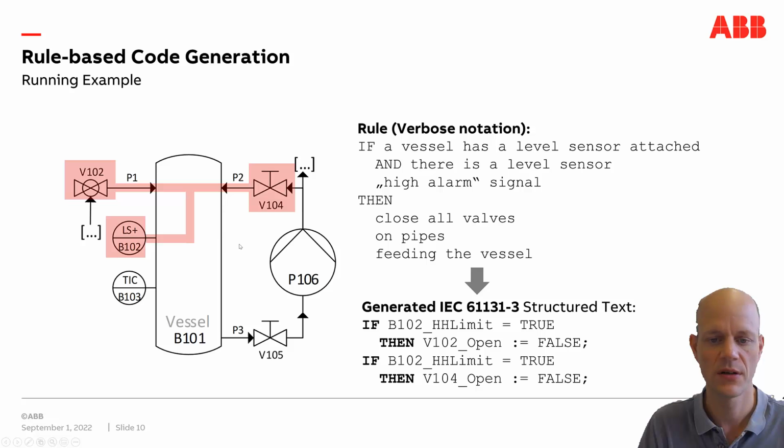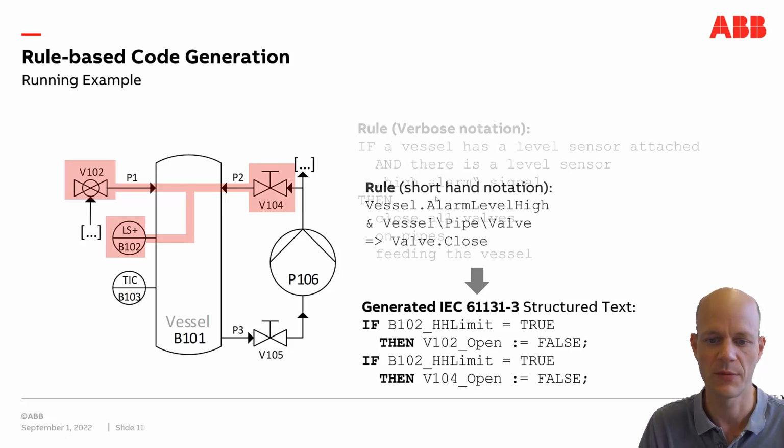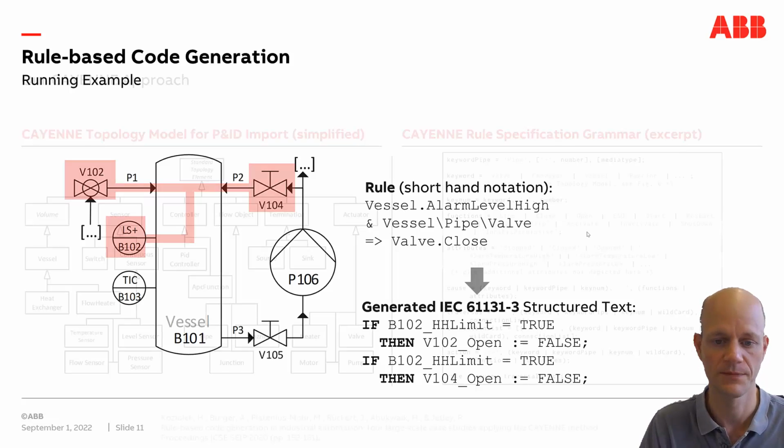And this is a very simple situation, but actually in practice there are many more situations. In our case study, we derived more than 80 different rules, which are common across different plants and which can be reapplied to many different situations in such topologies. But the principle is always the same. For our approach, which we call Cayenne, we also developed a shorthand notation so that this natural language specification is a bit more streamlined and easier to express. So we say vessel alarm level high, and then we express the navigation through the topology just through this notation here, vessel pipe valve. And then we can say valve close, and then from this notation, an algorithm, a rule engine can match this kind of situation and then generate the according code for that.